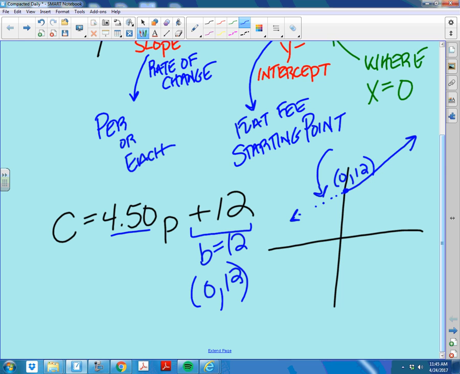Okay? Now, I will tell you guys an interesting thing, when you're dealing with real-life scenarios, this is generally the only quadrant that you can use.